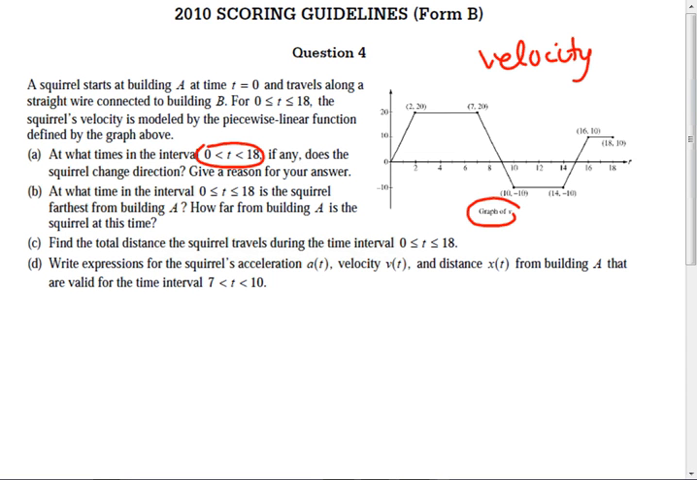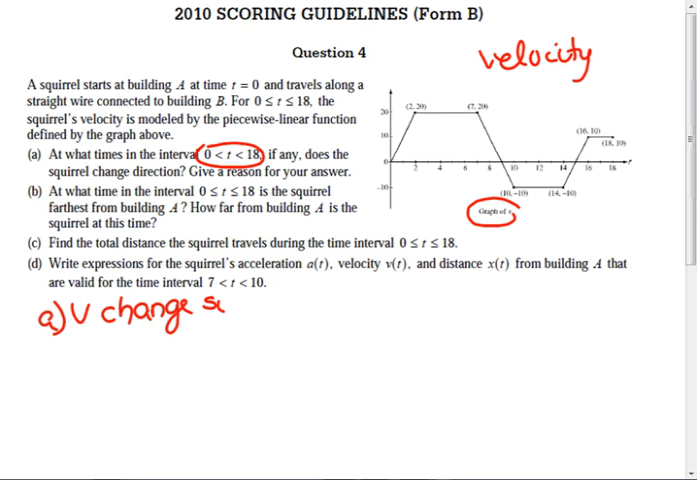I like to answer the reason before I do anything. How do you know the squirrel changes direction? Is the velocity being 0 good enough? No. I don't know about you, but when I drove to school today, I had to stop at a couple lights. And my velocity was always positive, assuming coming to school is positive. But I didn't change directions. The velocity has to change what? V has to change signs.